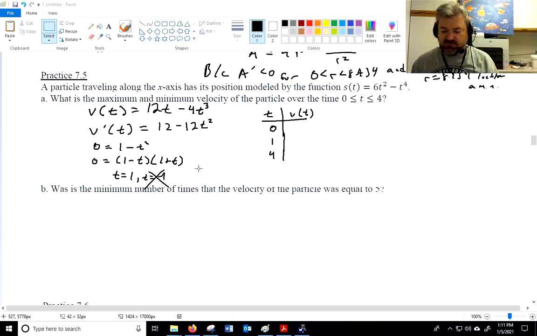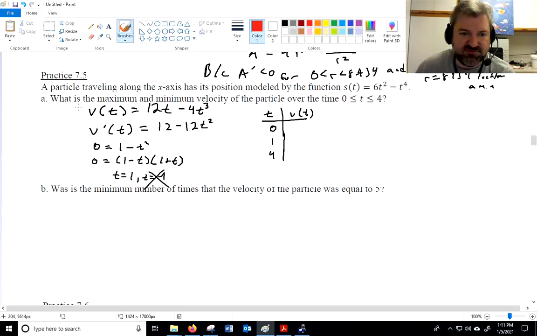All right, so I'll start with t equals 0. So v of 0, we're using this function here. Remember, this is the function we're trying to maximize or minimize. This is the function I need to be plugging into. We use the derivative to find our candidates, our critical numbers, but we are maximizing and minimizing this. So v of 0 is 0. v of 1 would be 12 minus 4, which is 8.